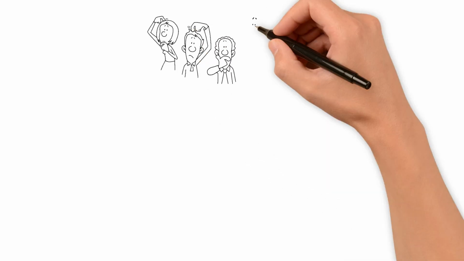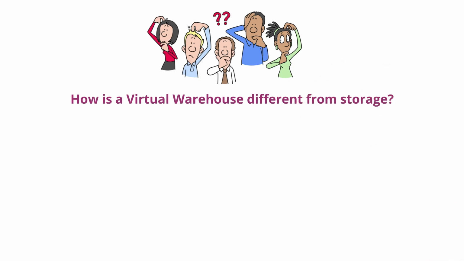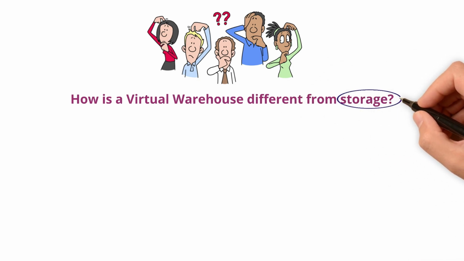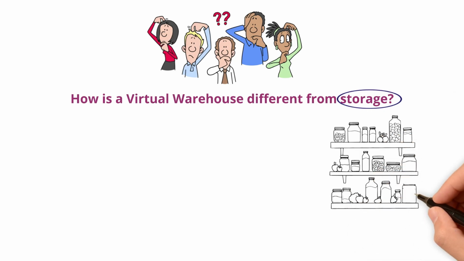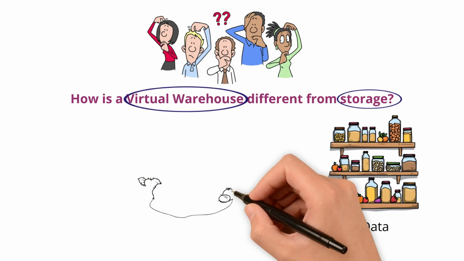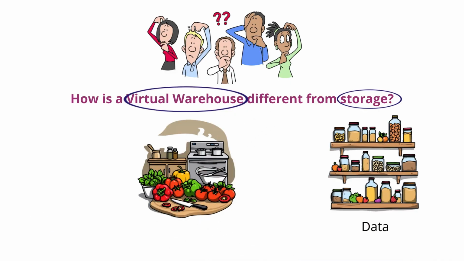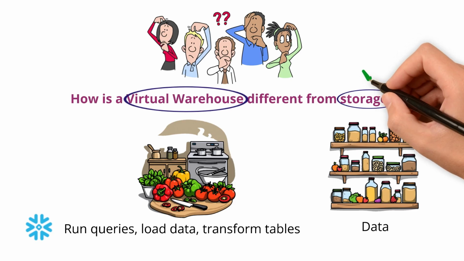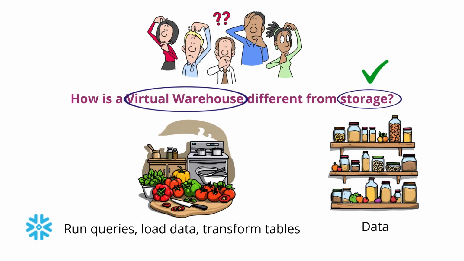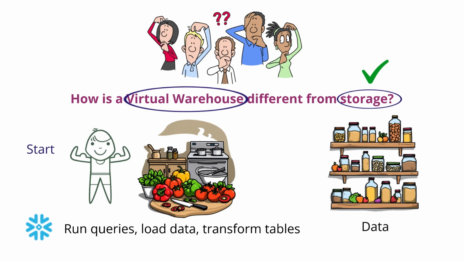Now, here is where people sometimes get confused: how is a virtual warehouse different from storage? Storage in Snowflake is like your pantry. That's where all the ingredients, that's your data, are safely kept. The virtual warehouse, on the other hand, is the kitchen where you actually use those ingredients to prepare a meal. In the Snowflake world, run queries, load data, and transform tables. Storage is always available and grows automatically as you add more data. The warehouse, on the other hand, is flexible. You can start, stop, or resize it depending on how much cooking you need to do.